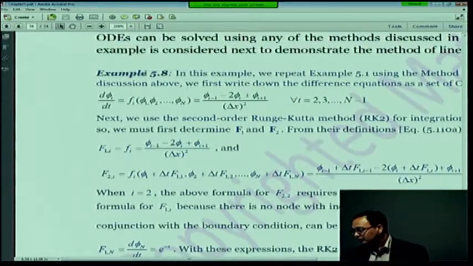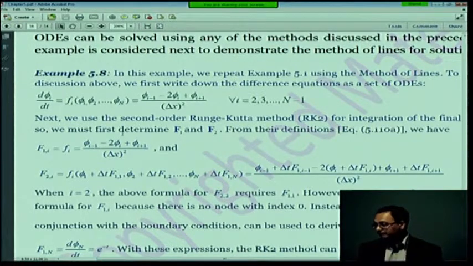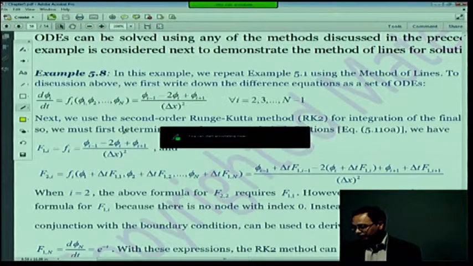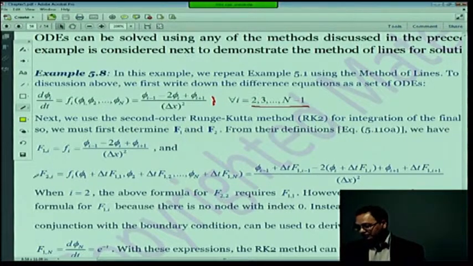All right, so this is the example that we were just looking at. This is our d phi i dt right here. For i going from 2 to n minus 1, those are our nodal equations. Here is my forcing function f_i.